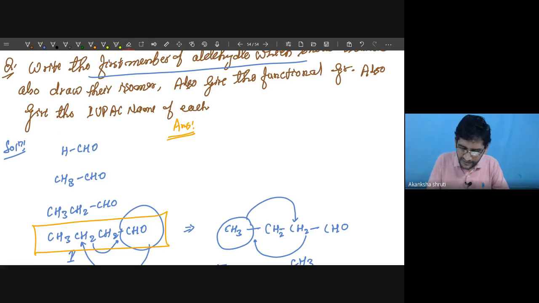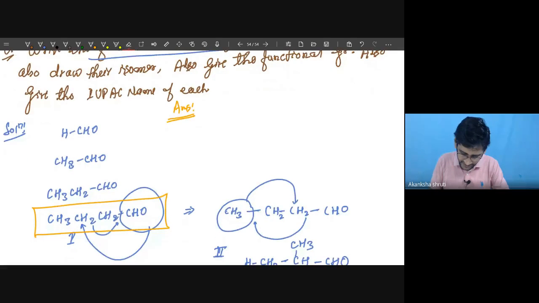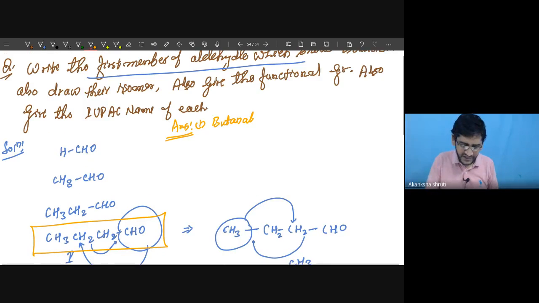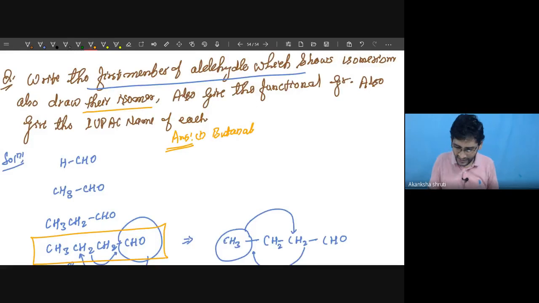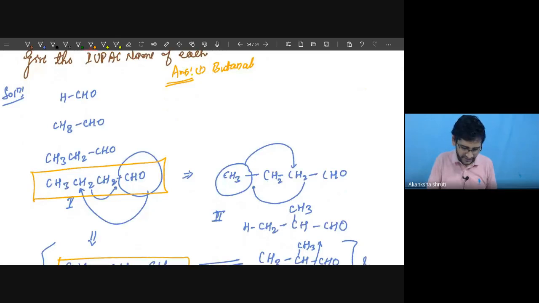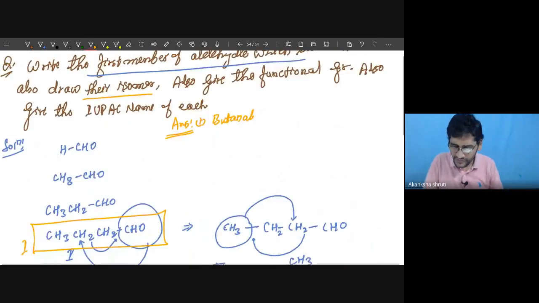So the first member which can give the aldehyde, what is this? It is our butanal. So the first part is our butanal. The second part is to draw their structure or their isomers. The isomers I have drawn here. This is the first one and this is the second one. So draw only these two.